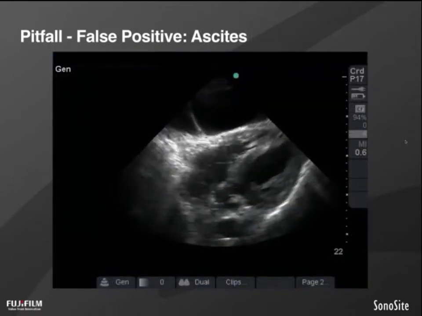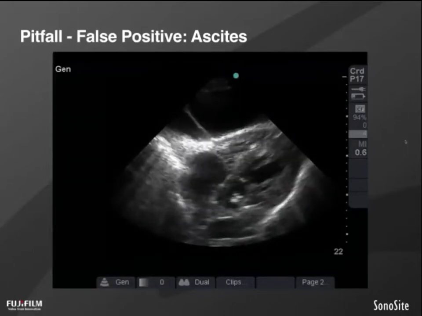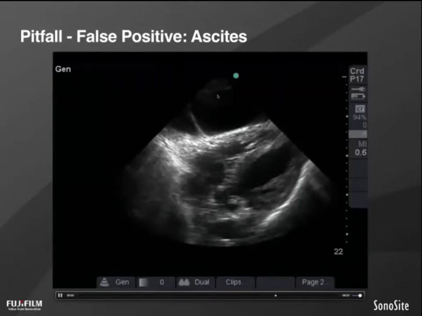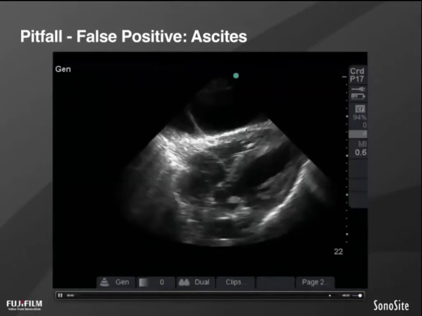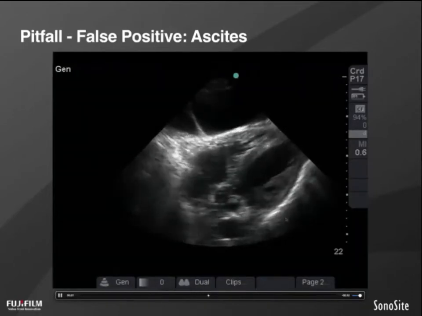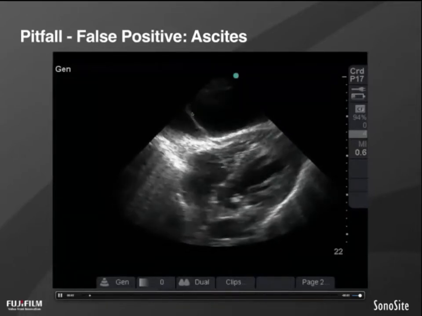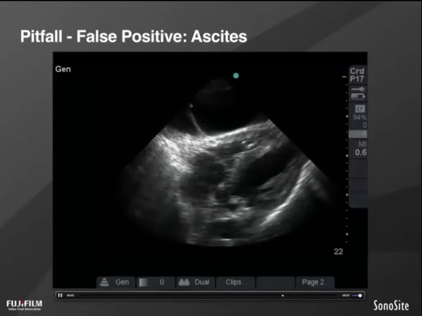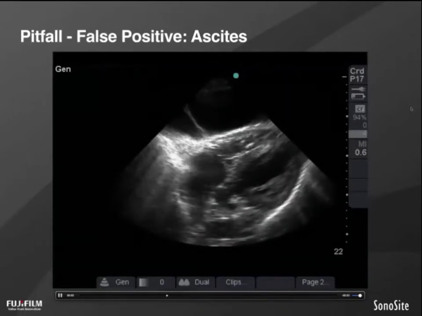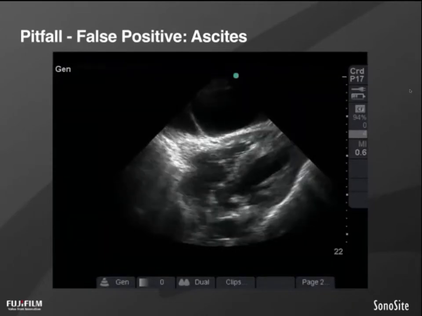Lastly, also from the subcostal position, ascites may mimic pericardial effusion for a novice. As you place the probe on the upper abdomen, you see an anechoic free space adjacent to the pericardium. Now, the absence of a circumferential effusion should cue you to the fact this could be a false positive, as should the presence of the falciform ligament, which is floating here in the ascites. However, once again, just be mindful that fluid adjacent to the heart is not always pericardial.